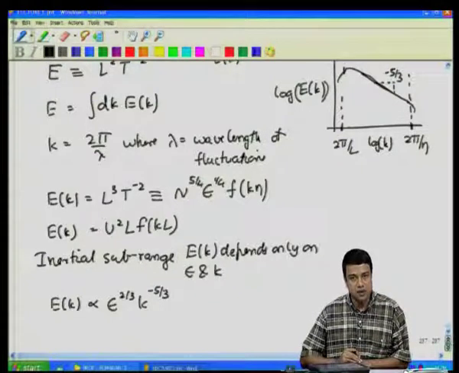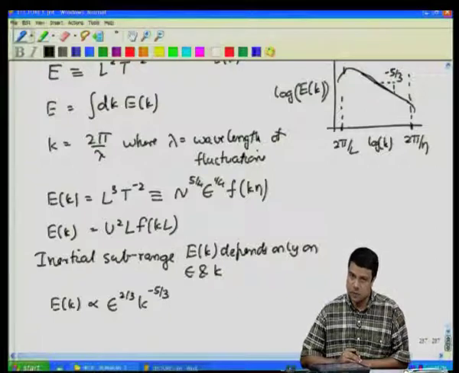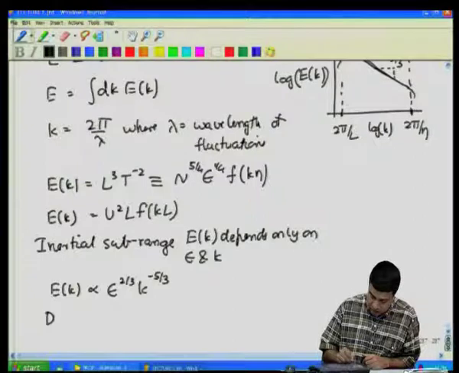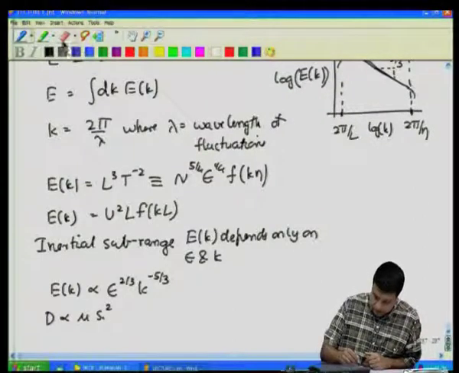In a manner similar to the energy spectrum, one can also get the dissipation spectrum. As I said, the dissipation of energy is proportional to mu into the strain rate square.